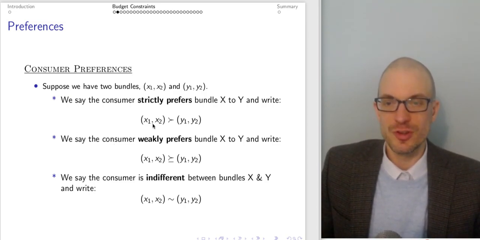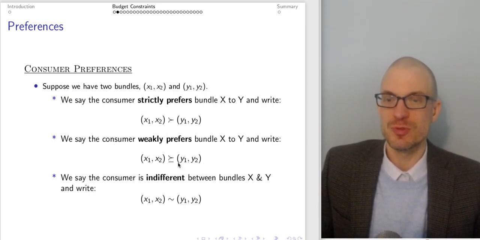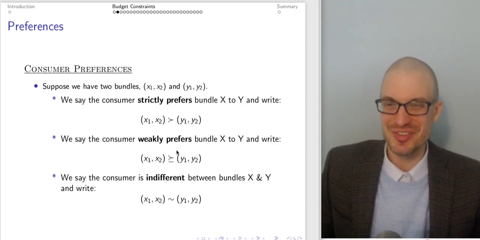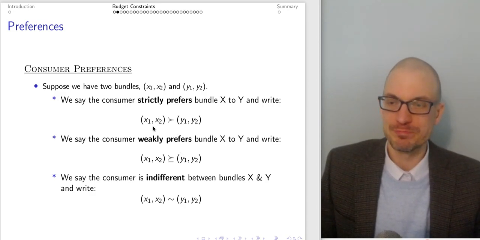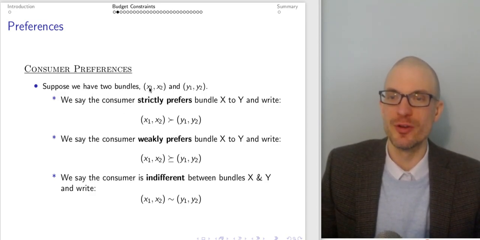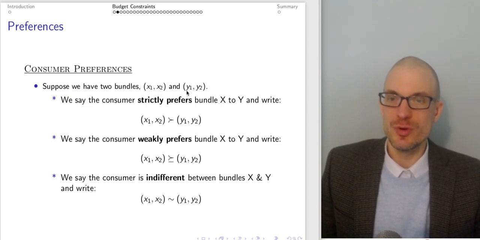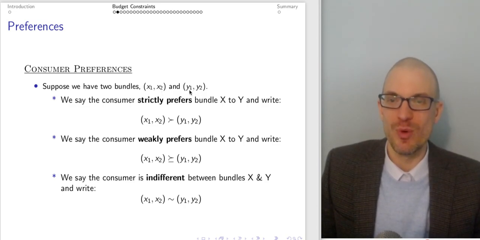So here, this looks scary. I'm just going to use this to introduce some terminology, and then ultimately we're going to replace preferences with utility functions that would be way better to work with. But this is important to understand where that's coming from. So suppose we have two bundles, (X1, X2) and (Y1, Y2). This is the amount of the goods that we have. In bundle X, I have the quantity X1 of good 1 and the quantity X2 of good 2. In bundle Y, I have the quantity Y1 of good 1 and Y2 of good 2.